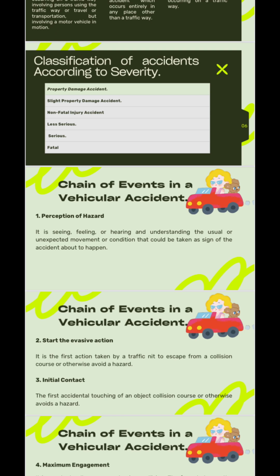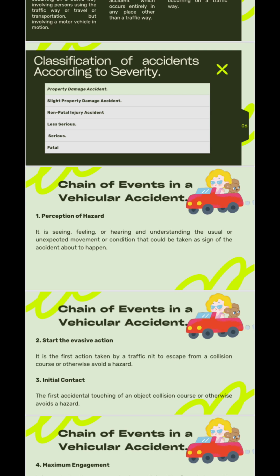So now we see the chain of events in a vehicular accident. So number 1 is perception of hazard. It is seeing, feeling, or hearing and understanding the usual or unexpected movement or condition that could be taken as a sign of an accident about to happen. So ito ay pakiramdam mo, instinct mo na may mangyayari sa iyo na aksidente.